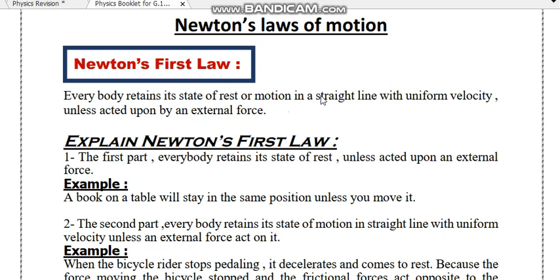So, what does that mean? This means that any body, say a book on a table, will stay in the same position unless you move it. That seems very logical. Any object like a book on your table will not move unless you pick it up. Okay, so Newton's first law is called the law of inertia.